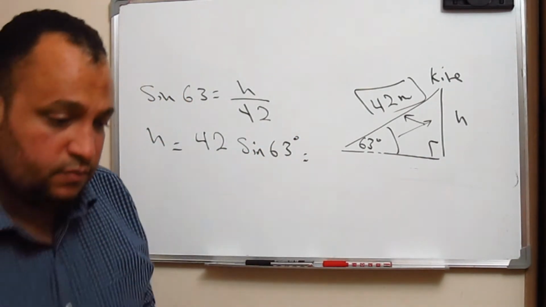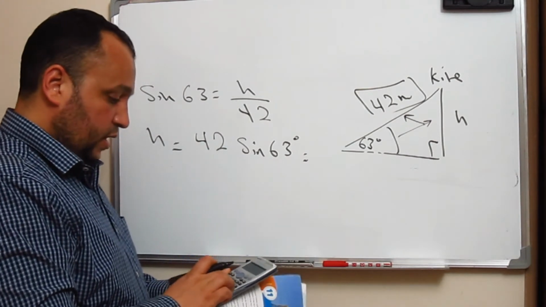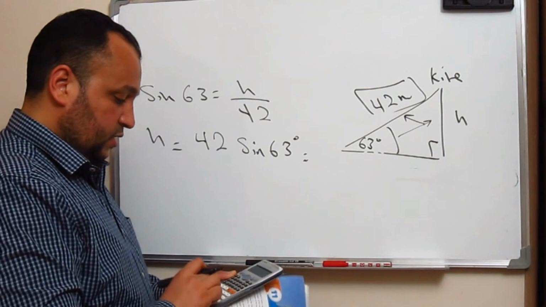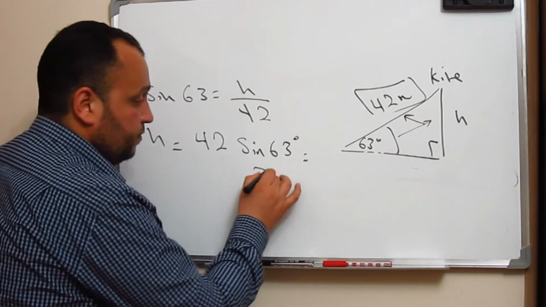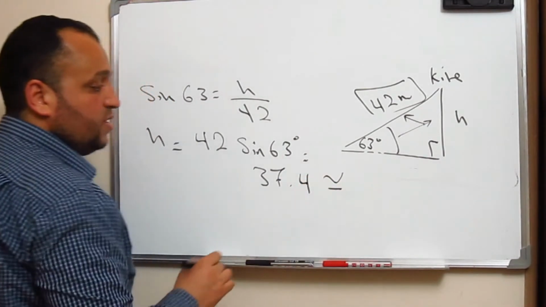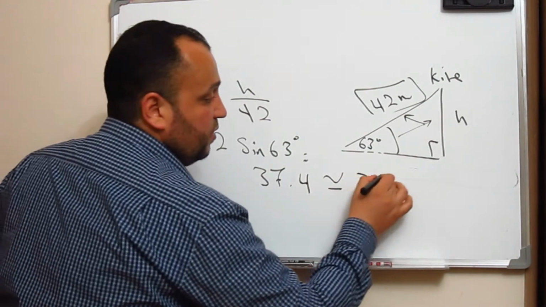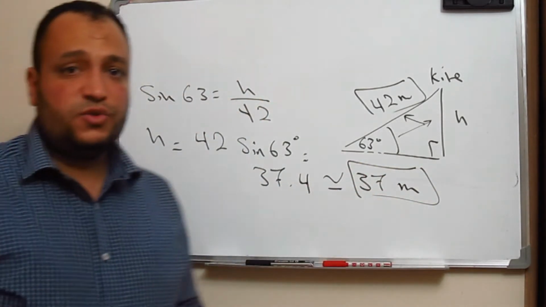Calculator. 42 sine 63 equals 37.4. Approximate to the nearest meter. Okay, it's approximately equal 37 meter. Okay, شوف السؤال اللي بعده.